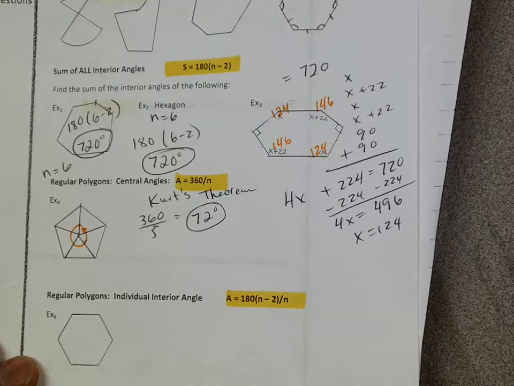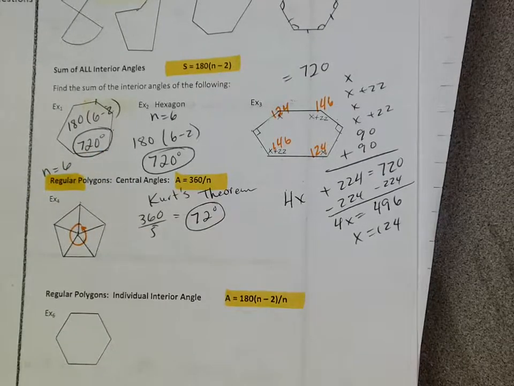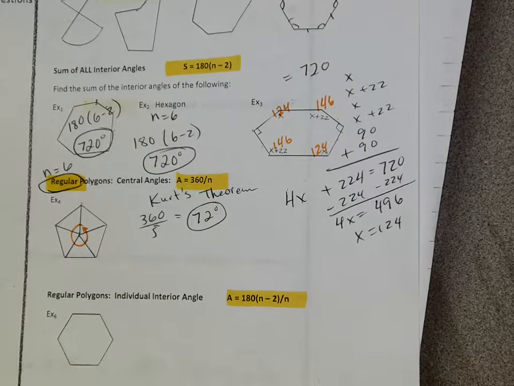But it has to be regular. This will not work unless it's regular. So I'm going to just make sure I highlight it. It's got to be regular, okay? Make sure you highlight it, circle it, whatever. If it's not regular, it won't work, okay?